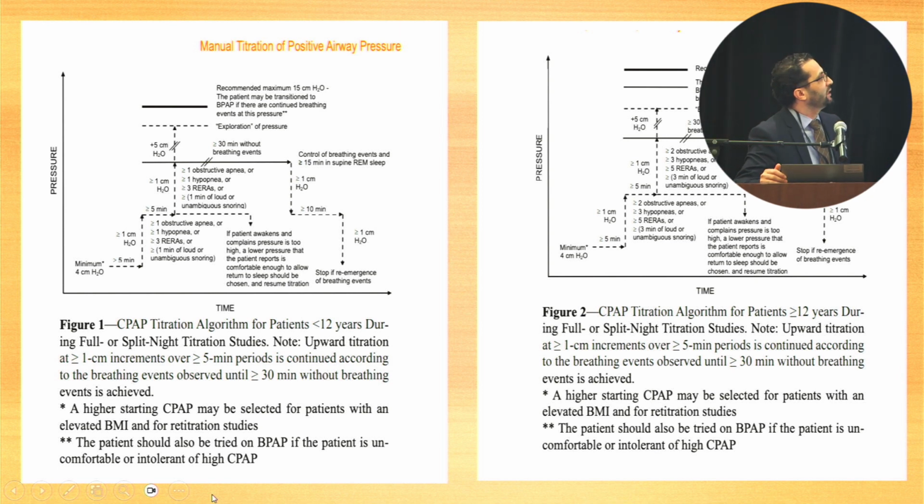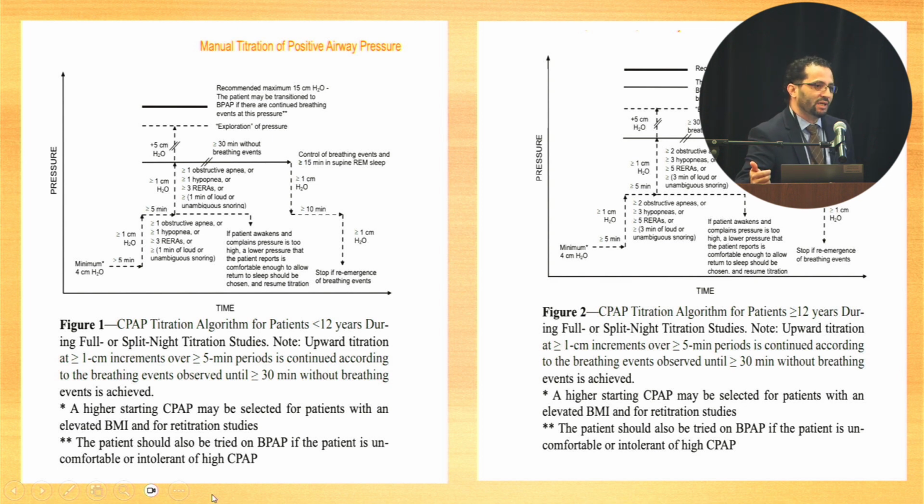So here is the minimum start for children: 4 centimeters of water pressure. And again, remember, 5 minutes at least to switch your pressure support or CPAP. For children, you need 1 obstructive apnea to change your CPAP pressure. To go up on the pressure, you need 1 hypopnea, because the AHI diagnosis in children in general comes when you have an AHI or RDI of 1 per hour.